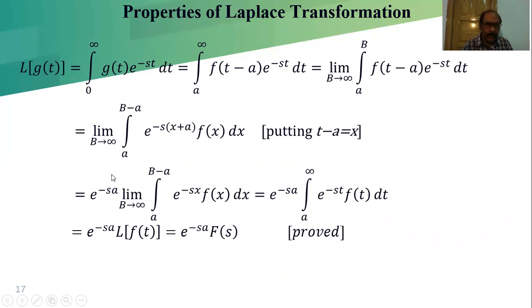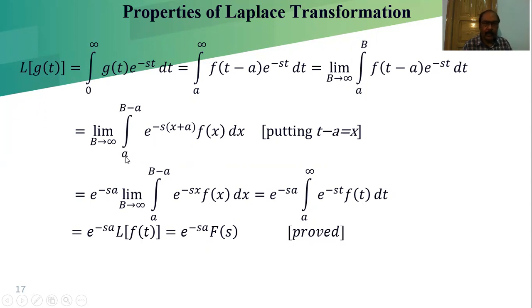So from that, by changing the limit, we can now break it. e to the power minus s t, put it here, t equal to x plus a. From that we will get t equal to x plus a. Now we can put it here: e to the power minus s into x plus a, f(x) dx, because dt equals dx.